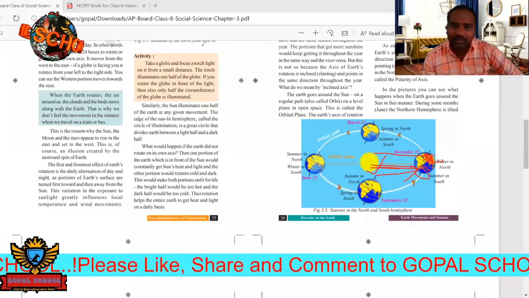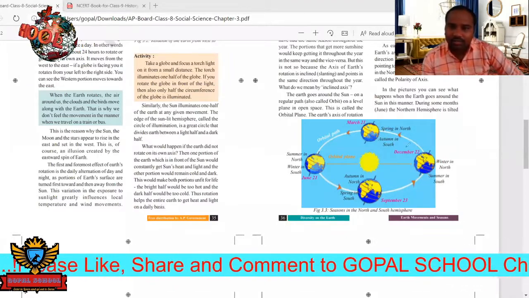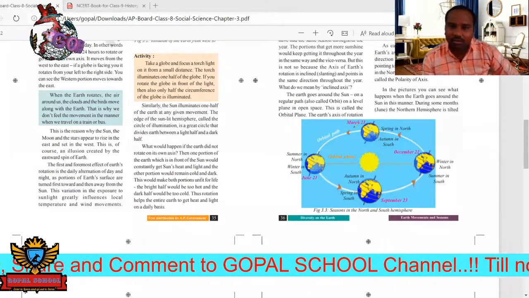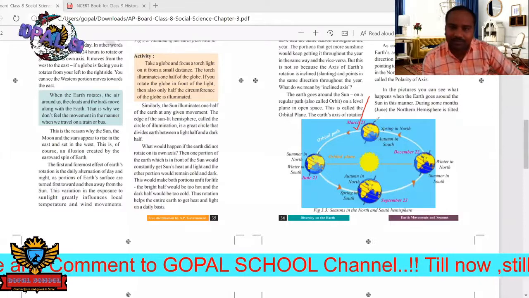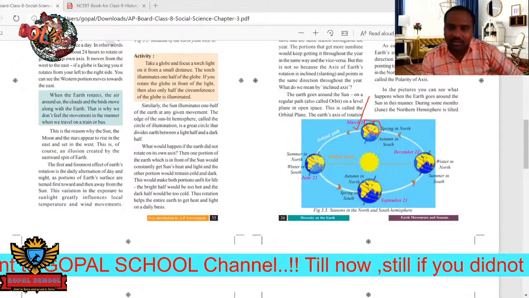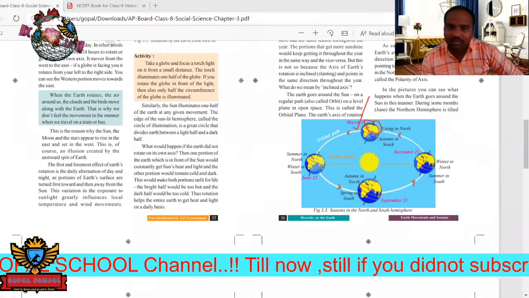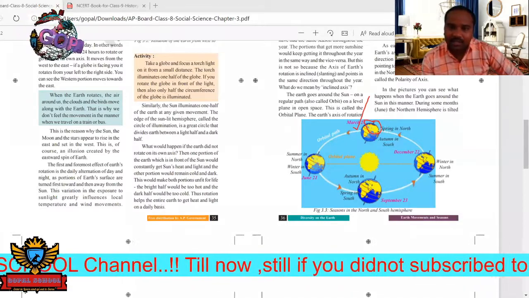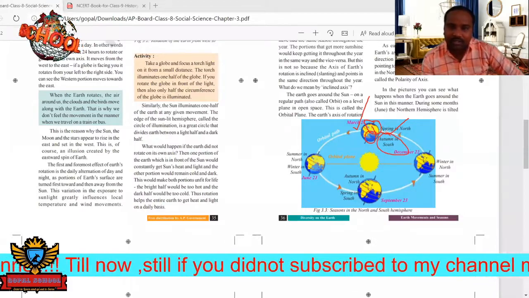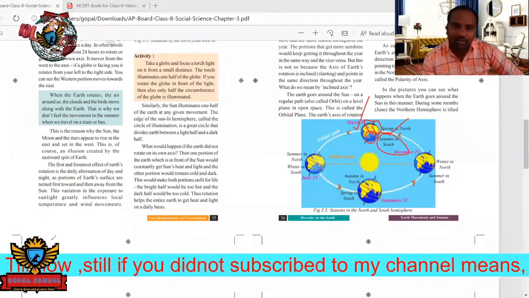Okay. Next, when the earth comes to this position, that may be around March 21st. Then in the north side, the northern hemisphere, they are having the spring season, and in the south side they are having the autumn season. Okay, so actually in general we have these 4 seasons.